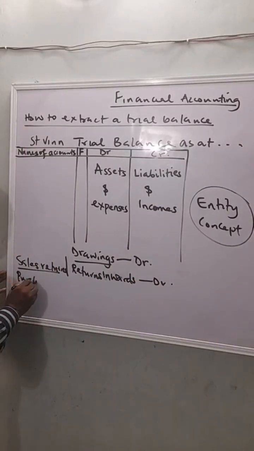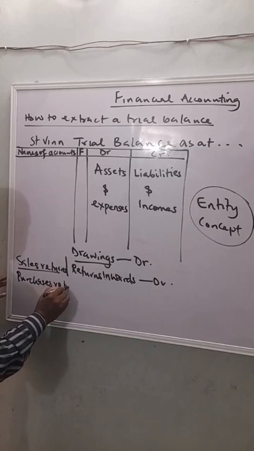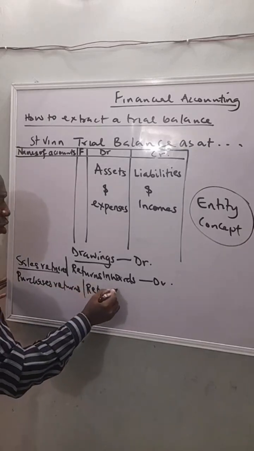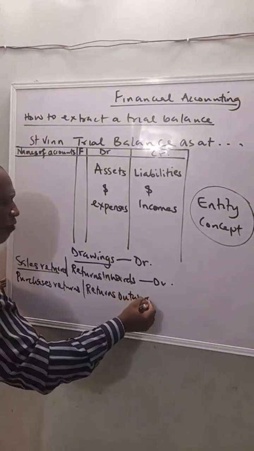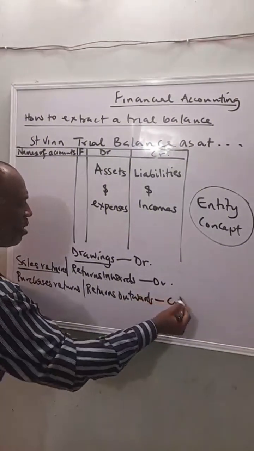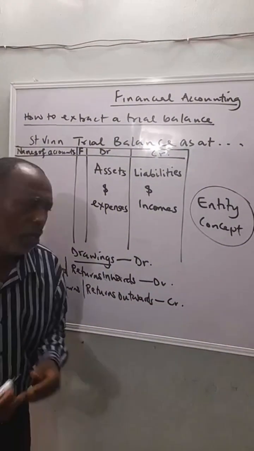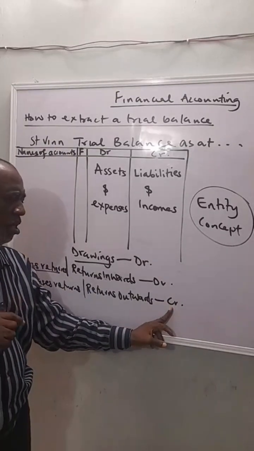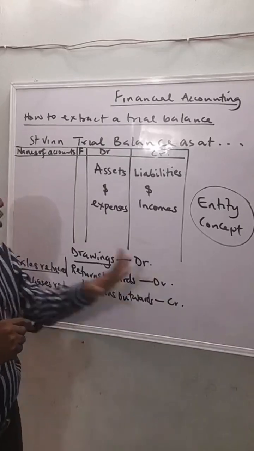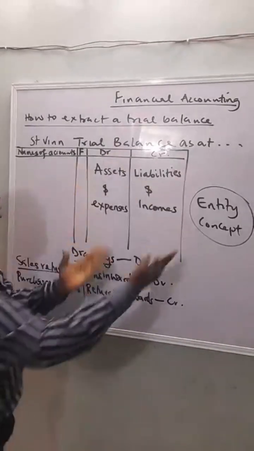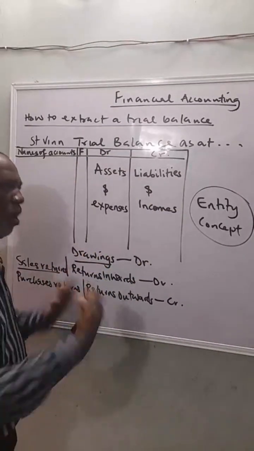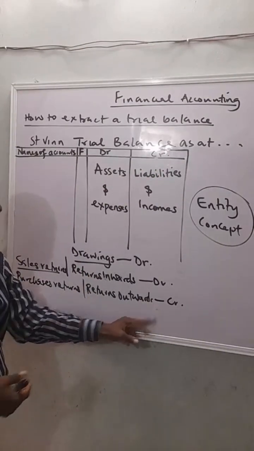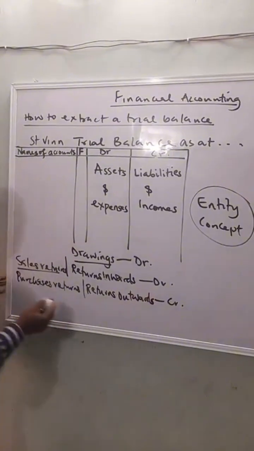So the next one is called purchases returns, which is also the same thing as returns outwards. Our knowledge of double entry, if you have prepared a returns outwards journal before, allows you to know that the returns outwards account will always be credited to the trial balance. So when you see returns outwards in a question demanding that you extract a trial balance, you know that returns outwards will be at the credit side.